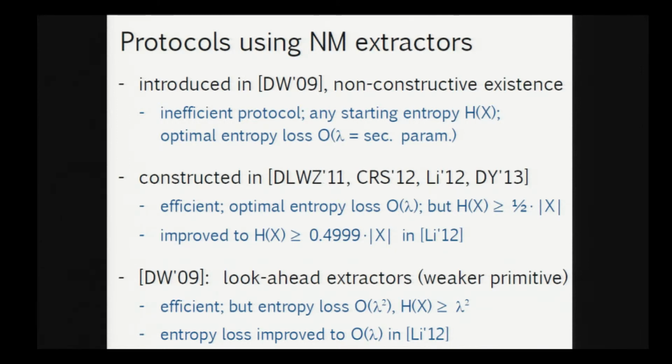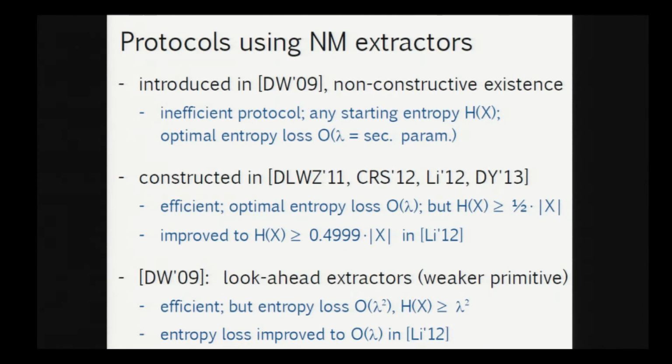So first of all, the work of Dodis and Wichs gave this template, but also showed non-constructively that non-malleable extractors exist. And so they have a protocol that works from any starting entropy, so X can have any entropy, and has optimal entropy loss. But because it's non-constructive, this is an inefficient protocol. Then there were several works that gave constructions of non-malleable extractors. These are also efficient. They also have optimal entropy loss, but the downside here is that these require the starting entropy of X to be quite high. So the entropy rate needs to be about a half. In the recent construction of Li, this was improved to an entropy rate slightly below a half, but still constant.